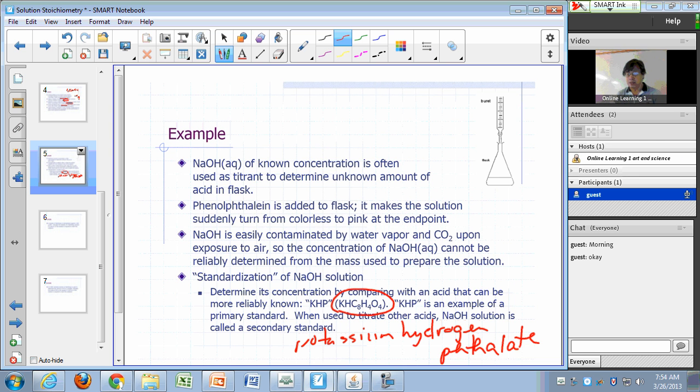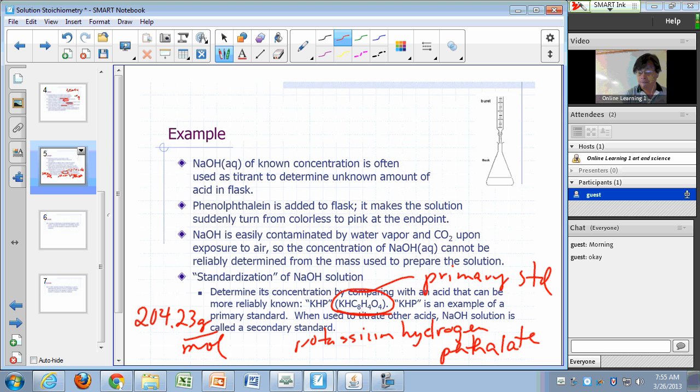Okay. So this is what you would call a primary standard. It's something that can be obtained in highly pure form, and it's not readily contaminated. So you compare sodium hydroxide against that. You titrate it against KHP. And the molar mass of this is 204.23 grams per mole. So once you've determined your sodium hydroxide solution, then you can use your sodium hydroxide to titrate other acids.